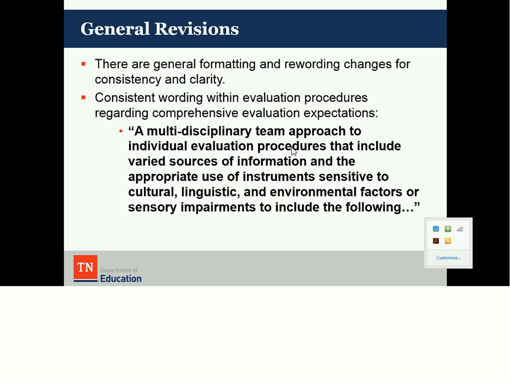The instruments used need to be sensitive to cultural, linguistic, and environmental factors or sensory impairment such as vision or hearing impairment. So as we think about our evaluation practices, this is going to be a big one that is pointed out throughout the changes made to the evaluation standards, that we are really trying to make sure that we're not using assessment instruments that are only comfortable, but we're using those instruments that are specific to the student, making sure that they line up to the student's background, the norms associated with the population that the student's within, and that we are being sensitive to anything that might bias test results.